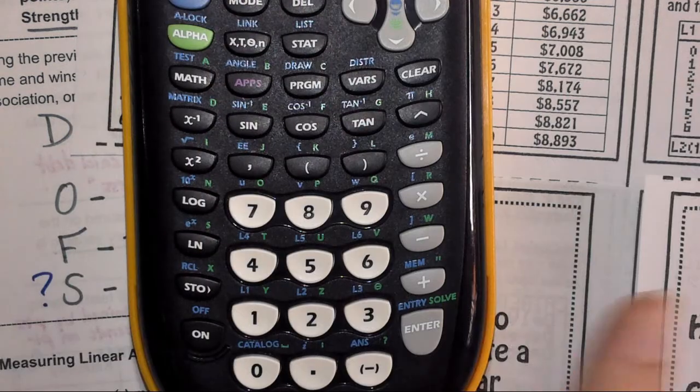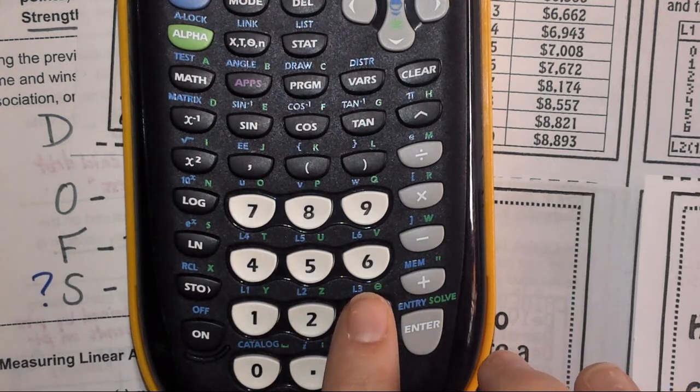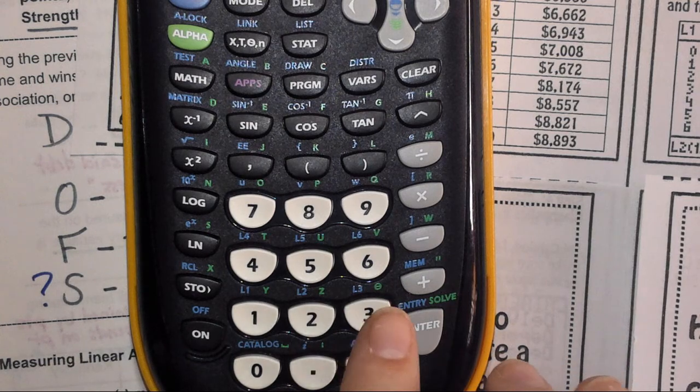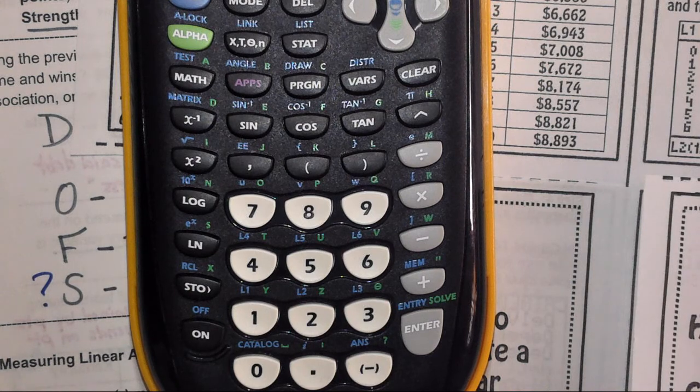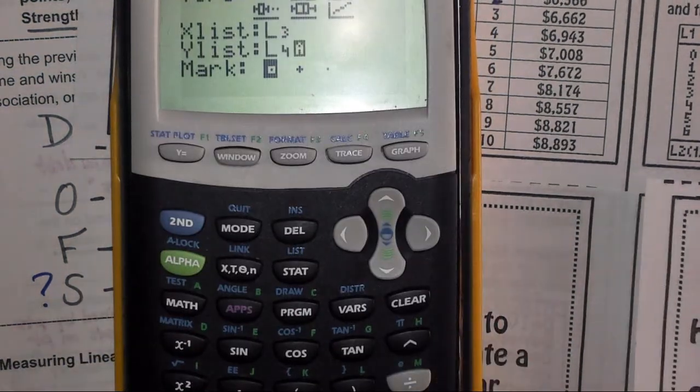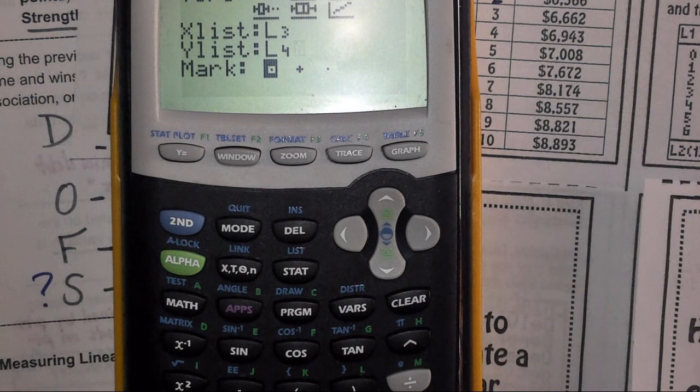Okay, if you press second and then 3, you'll be at L3. It's written in blue. And then second 4, and you'll have L4. I don't know how you were doing it before, but that makes your life so much easier.